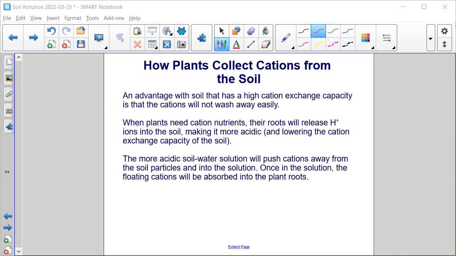How plants collect cations from the soil. An advantage with soil that has a high cation exchange capacity is that the cations will not wash away easily. When plants need cation nutrients, their roots will release hydrogen ions into the soil, making it more acidic and lowering the cation exchange capacity of the soil. The more acidic soil water solution will push cations away from the soil particles and into the solution. Once in the solution, the floating cations can then be absorbed into the plant roots.